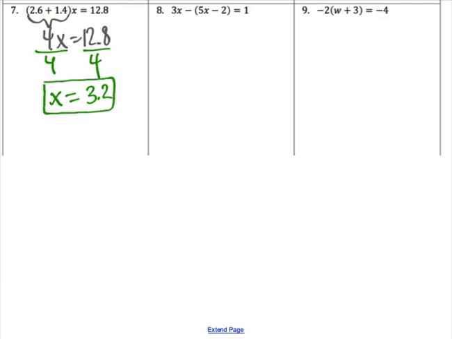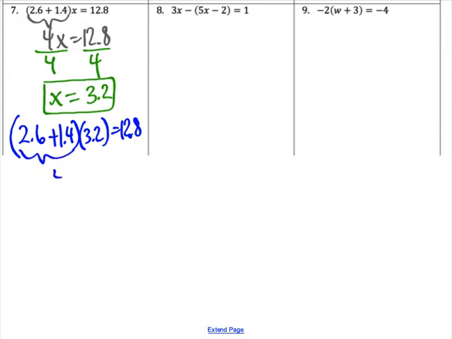And then we need to check that solution. 2.6 plus 1.4 times 3.2 will equal 12.8. Well, this is 4. 4 times 3.2 equals 12.8. That is true.